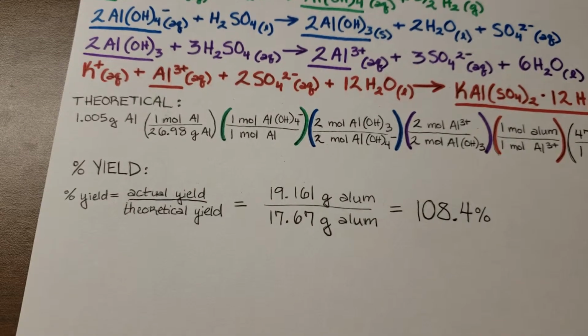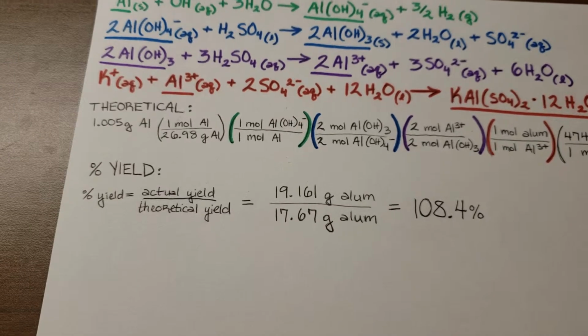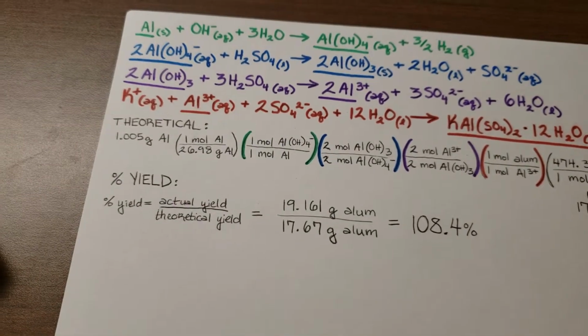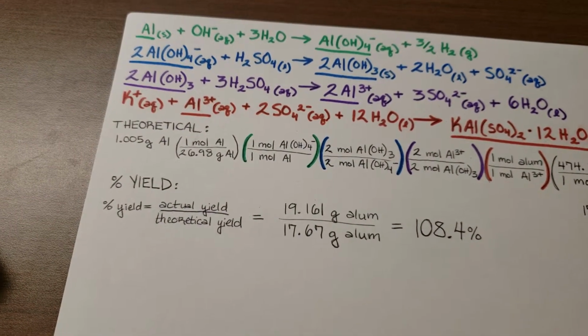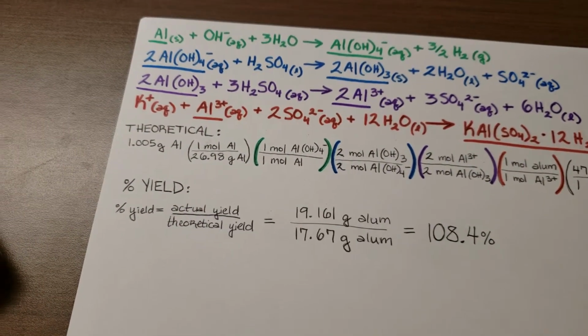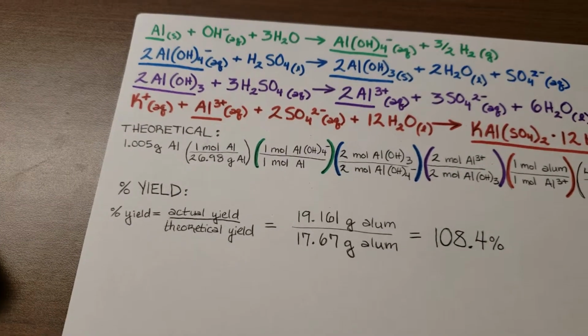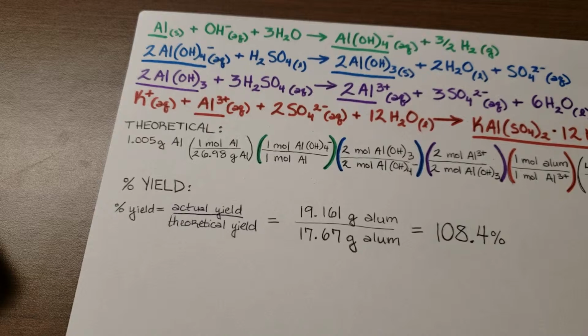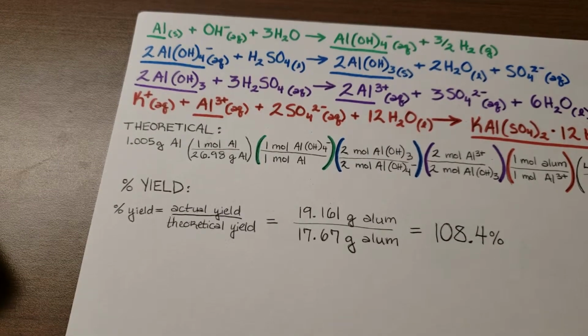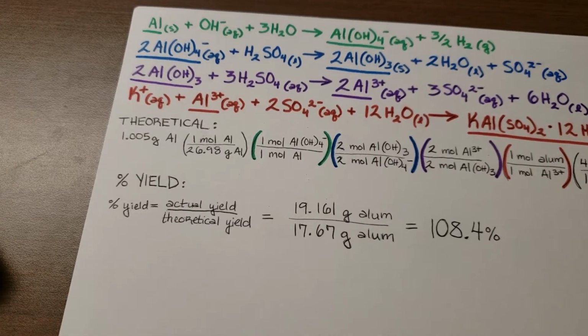A perfect lab scenario would have a percent yield of 100%, where the actual yield is precisely what the theoretical yield predicts. My large percent yield of 108.4% can most likely be attributed to 2 possible errors. A, the impurities were not entirely filtered out, which contributed to the mass of the product, and/or B, the alum was not entirely dry when we massed the alum at the end of the experiment, and the water contributed to the mass of the product.